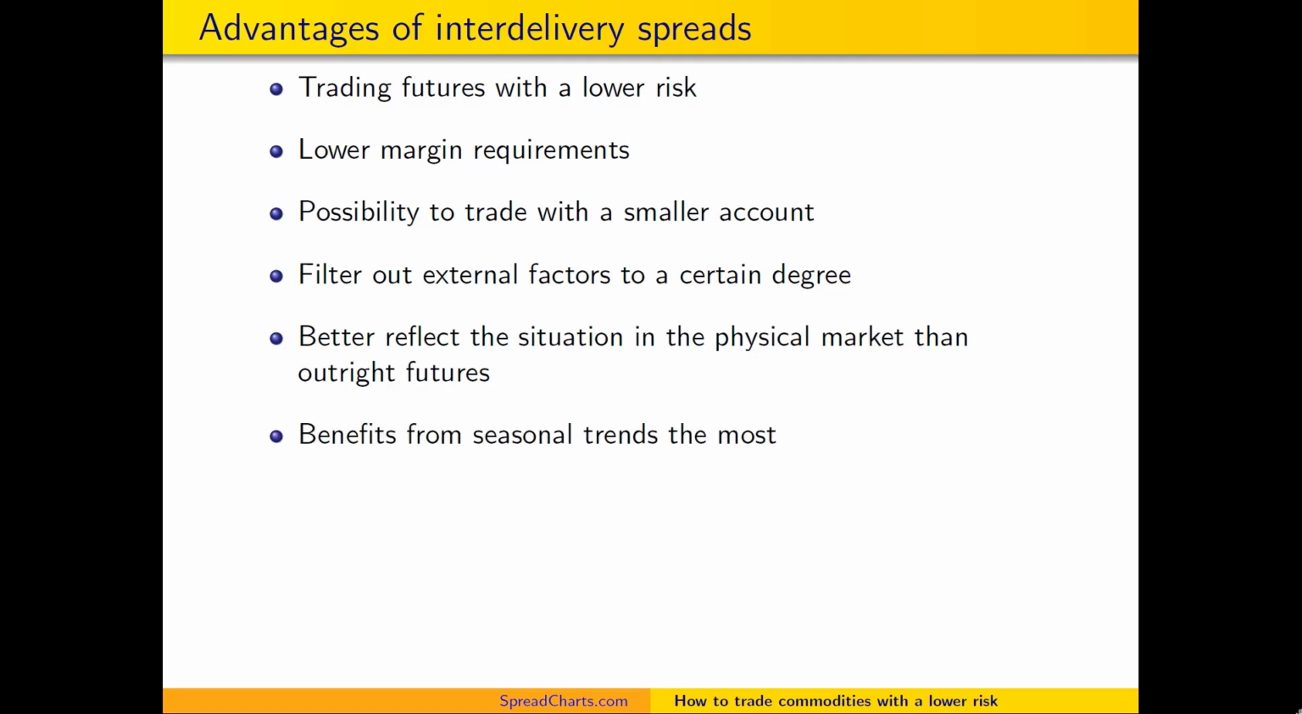On the other hand, if there is a real supply or demand issue with a commodity, spreads can move even faster on a relative basis than the underlying commodity. Every coin has two sides. As we explained, interdelivery spreads benefit from the seasonal trend more than the underlying commodities, and that's great.